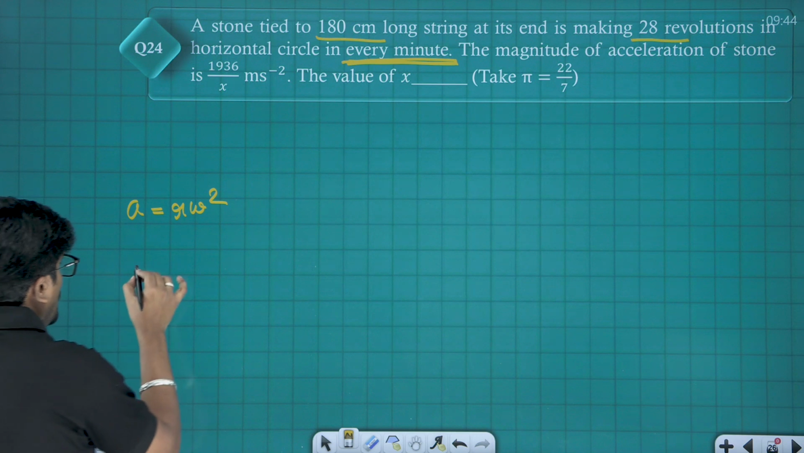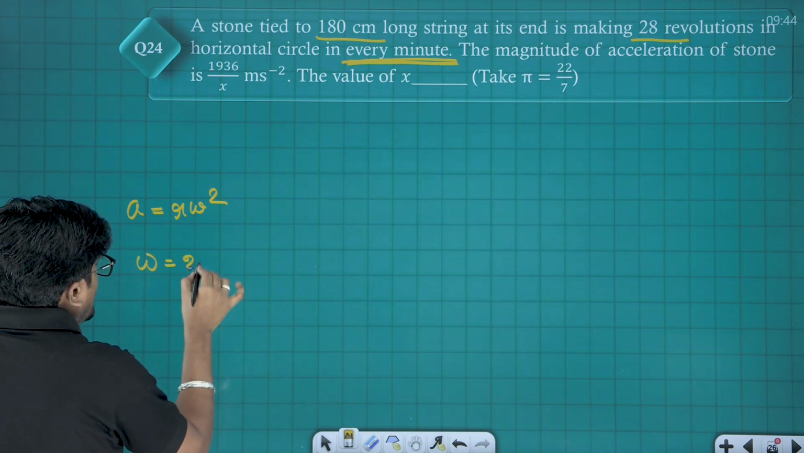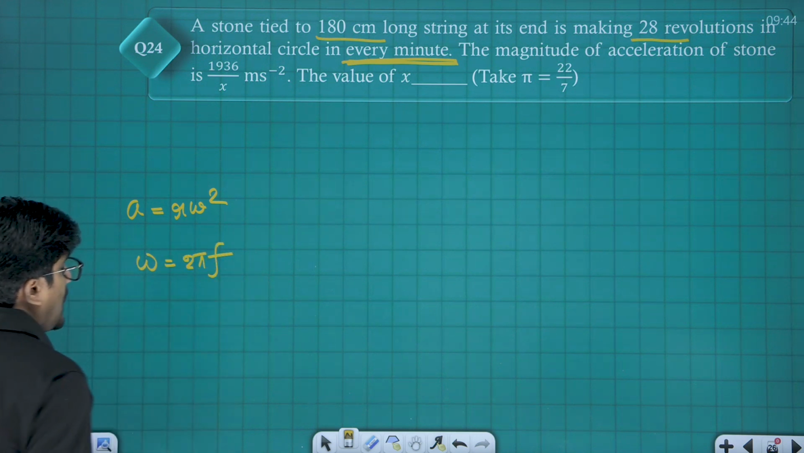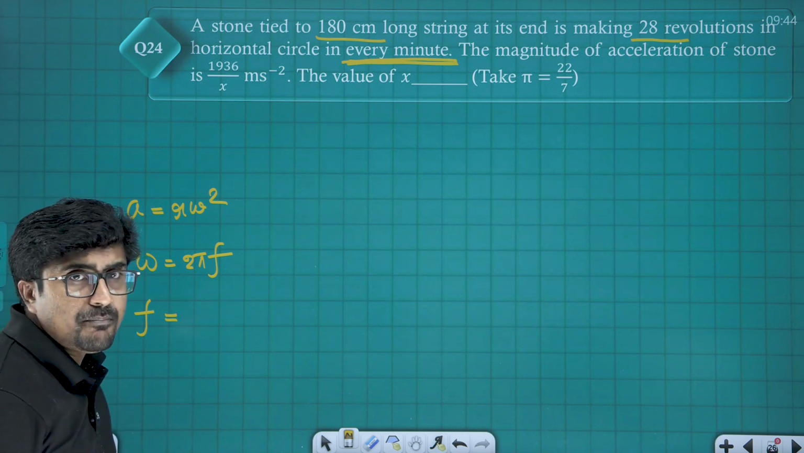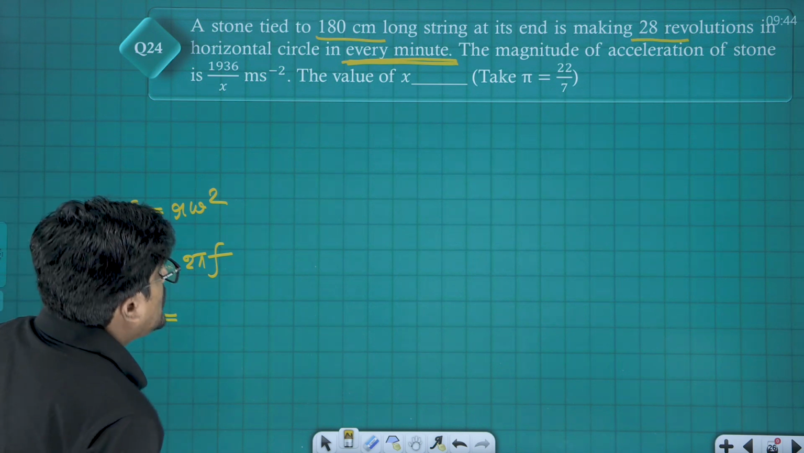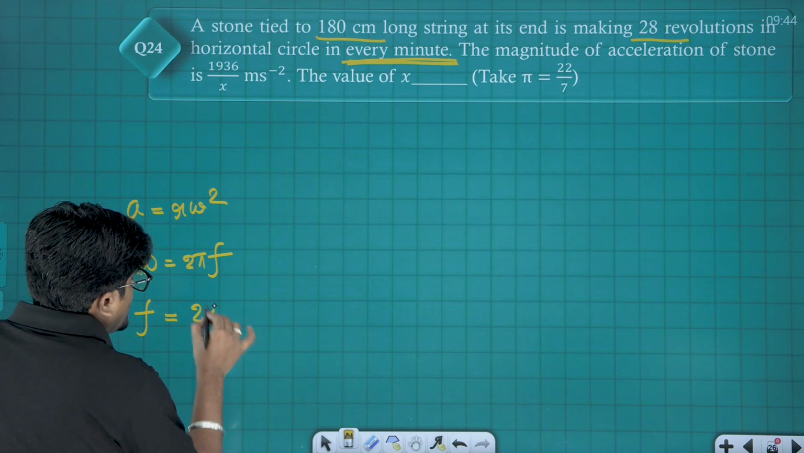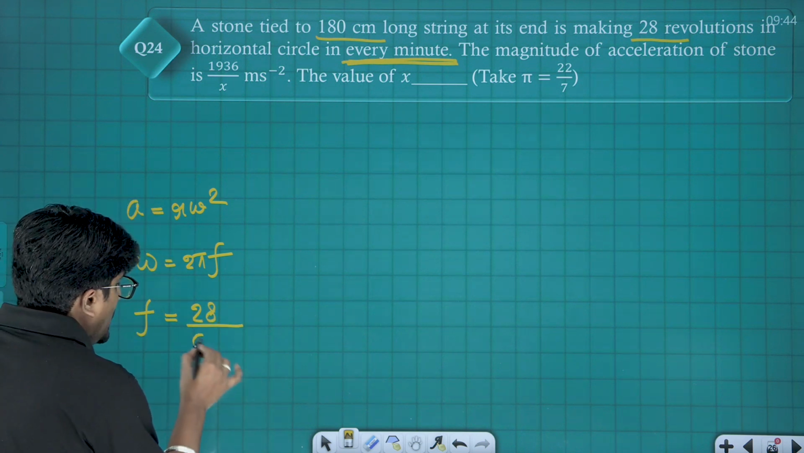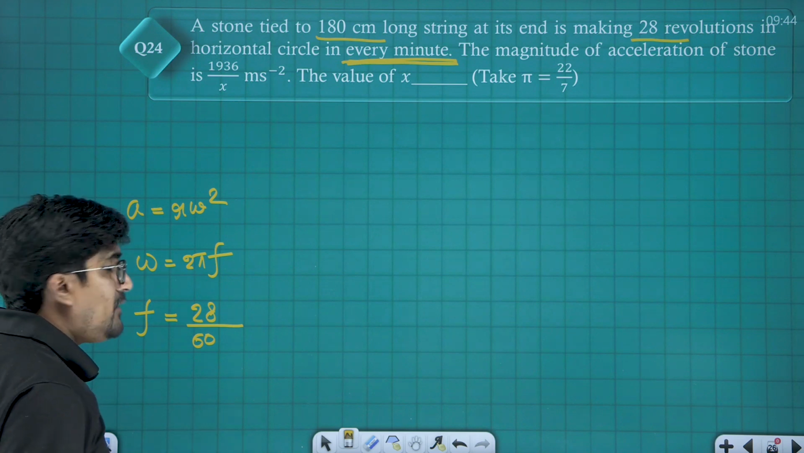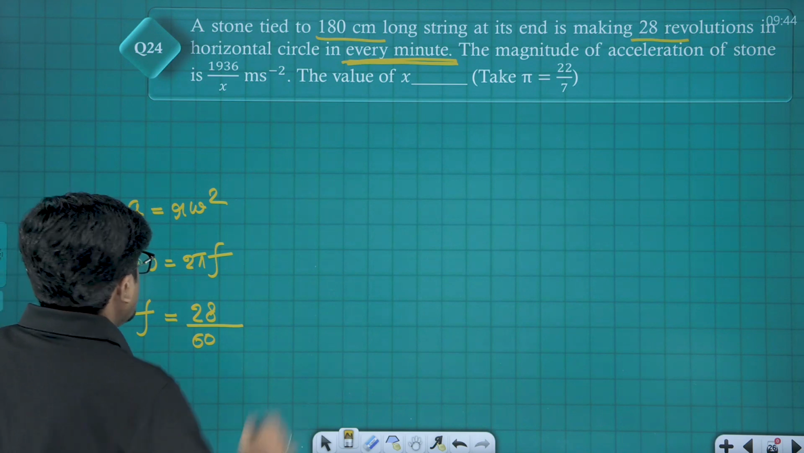Alright. What about omega? Omega needs to be 2 pi F. Now what is F? Number of rotations per second. Here 28 revolutions are made in every 1 minute. So frequency is going to be 28 divided by 60. So that's going to be the frequency.